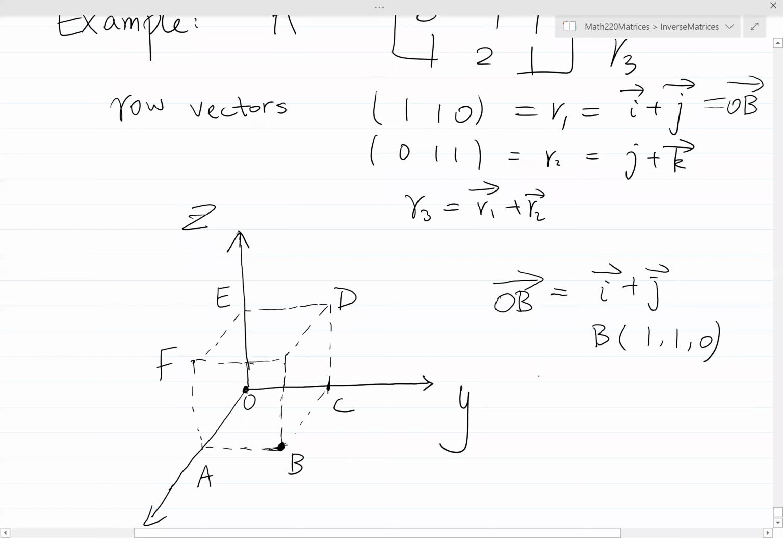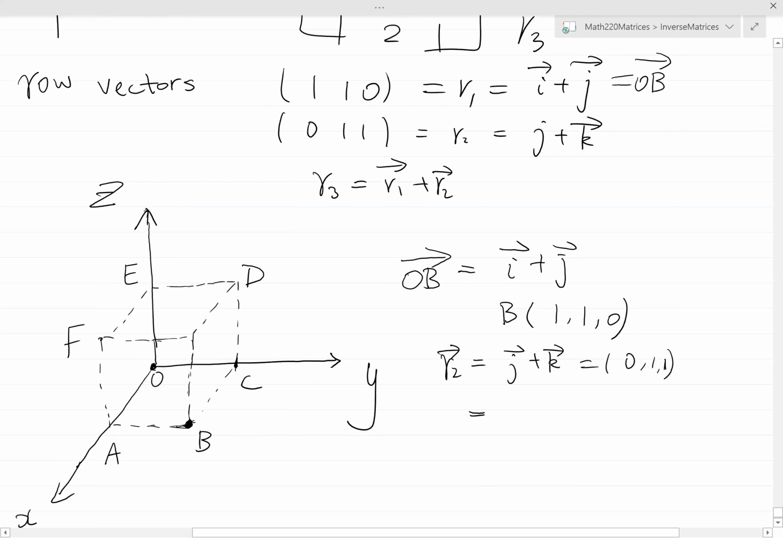The second row vector, row 2, is j plus k, which is 0, 1, 1. X is 0, so it's on the YZ plane, at 1, 1 on the YZ plane, so it's equal to OD. Look at the coordinates of D: D is 0, 1, 1.